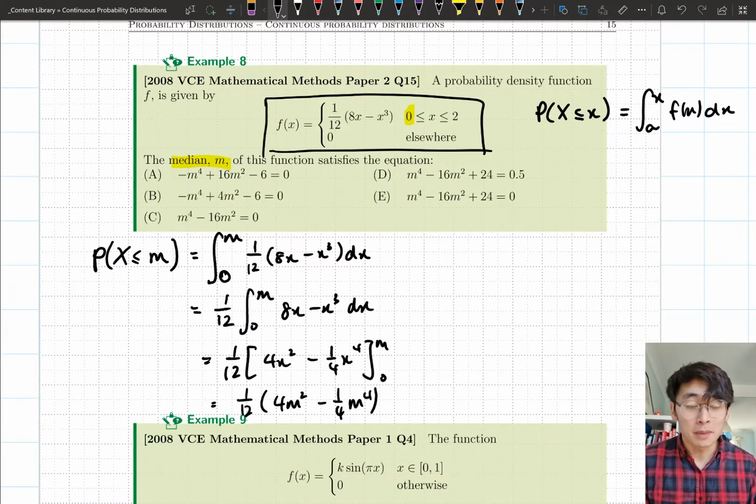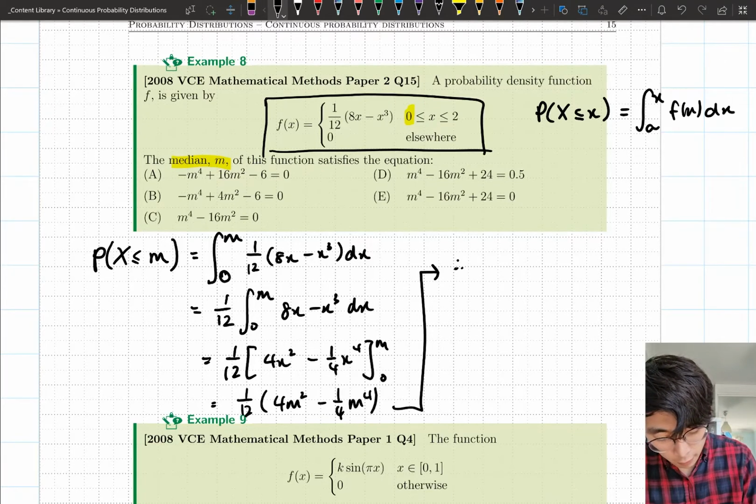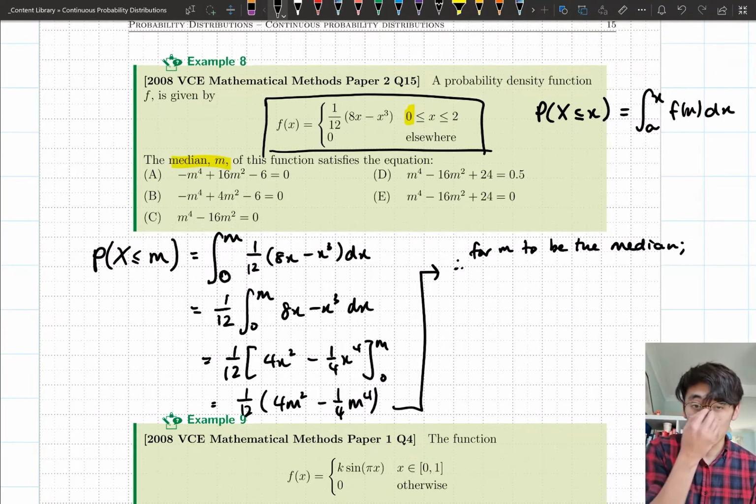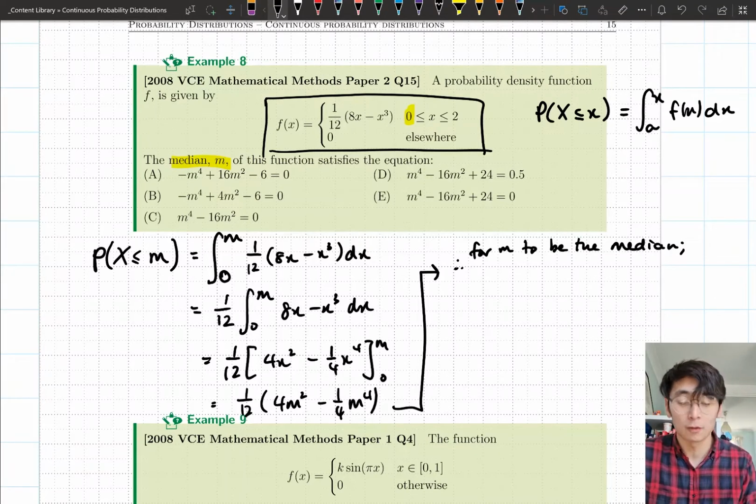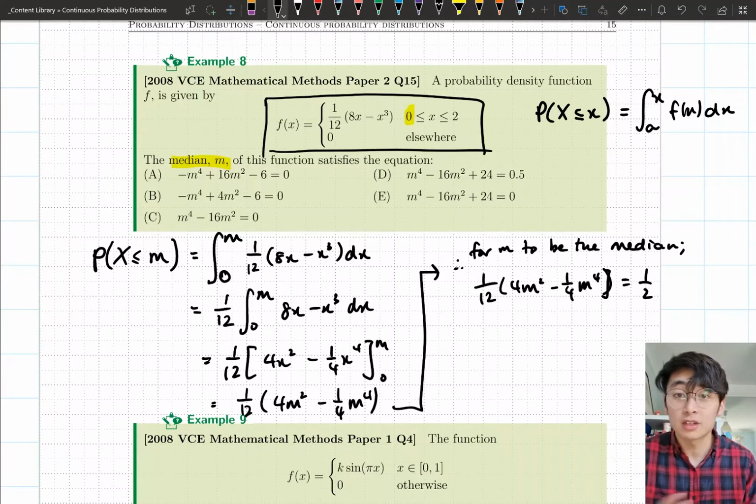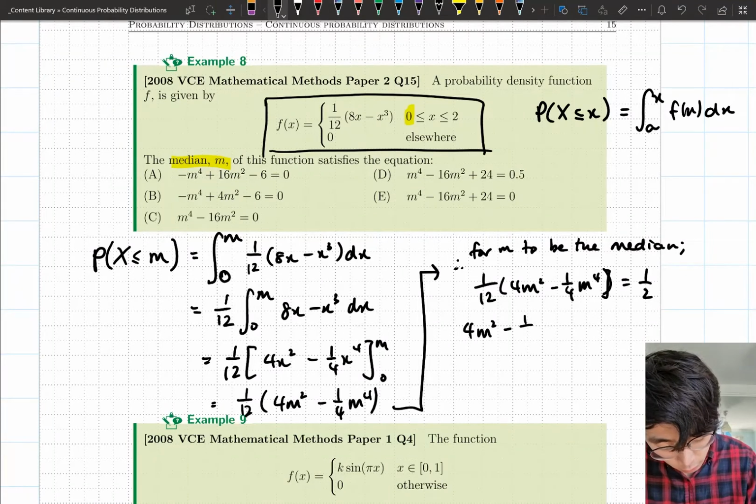Now, in order for us to have the median, we need to let this thing be equal to a half. So for m to be the median, we need this to be equal to half, because half is where half of the scores are for my cumulative distribution function. So here, this is going to be 1 over 12 (4m squared minus 1 over 4 m to the power 4) is equal to a half. And I'm just going to start simplifying. I'm going to multiply by 12, so I get 4m squared minus 1 over 4 m to the power 4 is equal to 6.